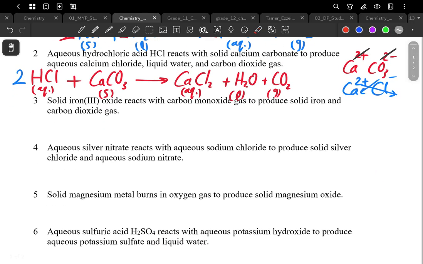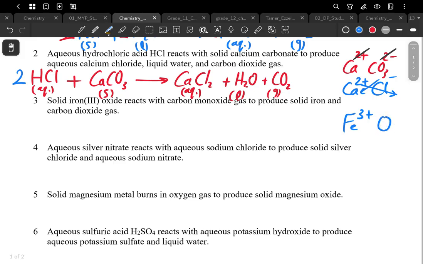Question 3, solid iron 3 oxide. Iron, one of the transition metals, and whenever you have a transition metal with different oxidation states, the question will always give you the oxidation number of iron in this compound, which means iron oxide is an ionic compound because it has metal, right? And iron 3 means the iron 3 positive. 3 means 3 positive. This is the charge of the iron. It is given in the question, okay? Because we don't know it.